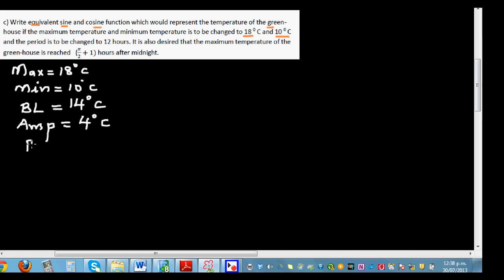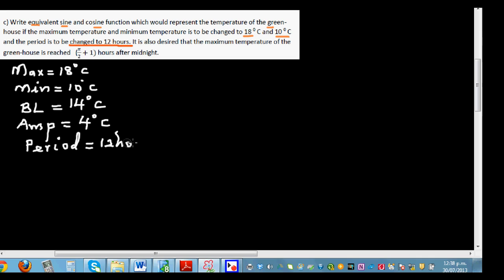And the last thing we need to do is to find the period. So can we read it further? If you read further, it says very clearly that they also want the period to be changed to 12 hours. So it is 12 hours.